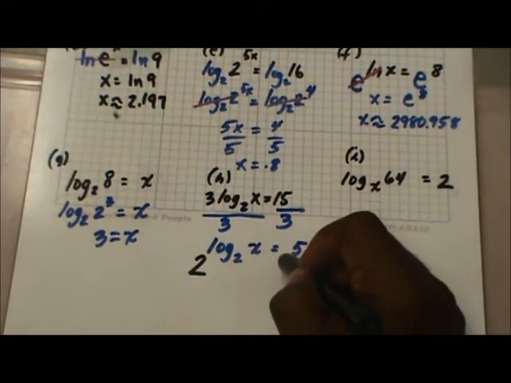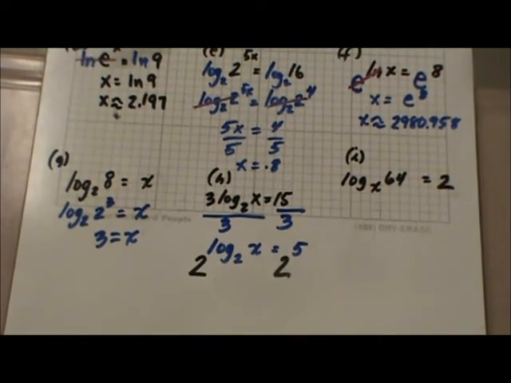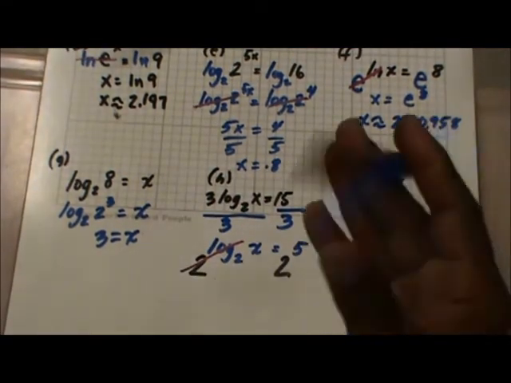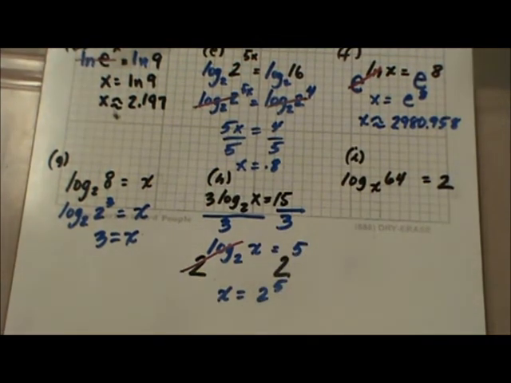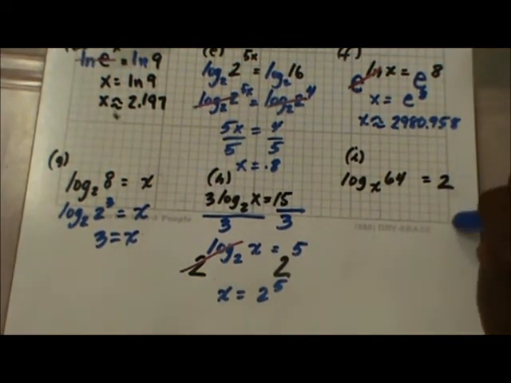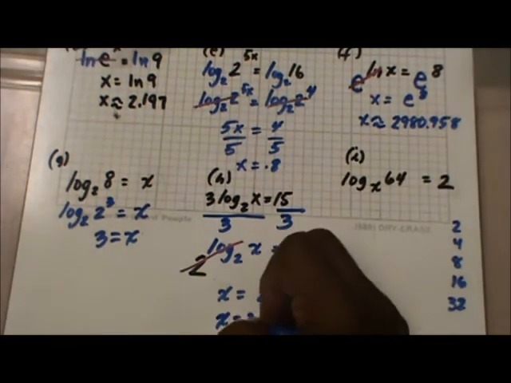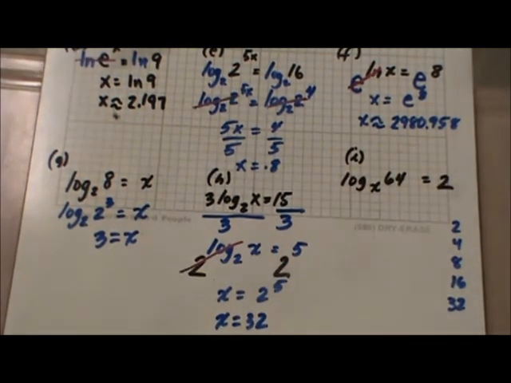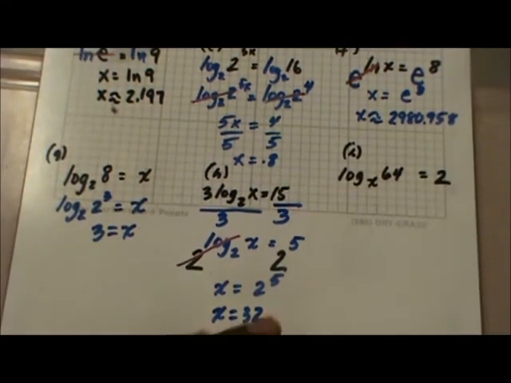Whatever I do to one side, you guessed it, I want to do to the other. In that case, our 2 and log base 2 cancel. I have x is equal to 2 to the 5th. And come on, 2048 players, 2, 4, 8, 16, 32. x is equal to 32. I might need those numbers again, I don't know.